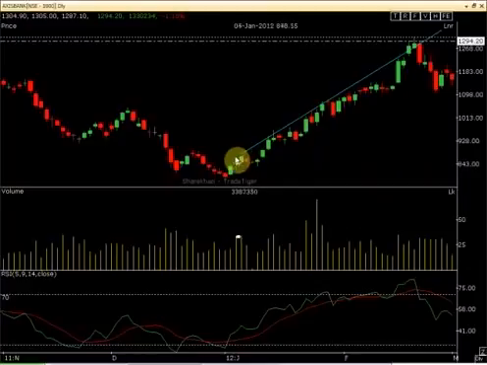Okay, now you can see we made it using this point and this point, and here are two candlesticks which confirm the trend. So here you can see the stock is going in the upward direction. Okay, this is the way how you can draw a trend line.